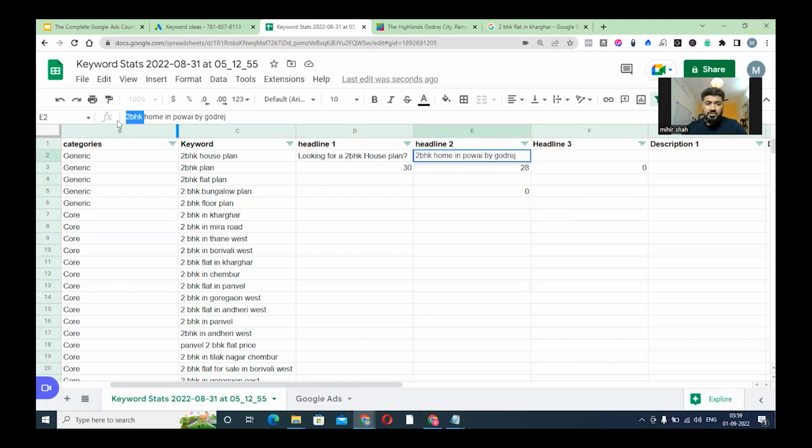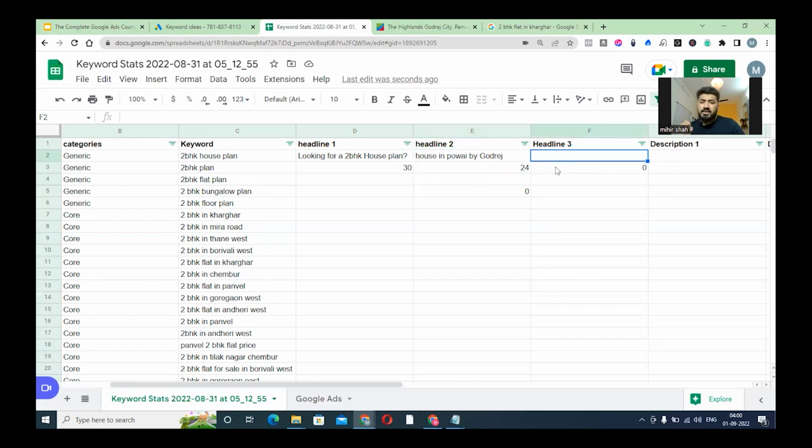In this case, I can also remove 2 BHK because the discussion about 2 BHK is already happening. And because he said house, we're not going to put home, we will put house. House in Powai by Godrej. All right. Now, this is a very simple thing which I have thought out in the spur of the moment. If we spend some more time, we can go on refining these headlines as well. So basically, house in Powai by Godrej is one of the things.